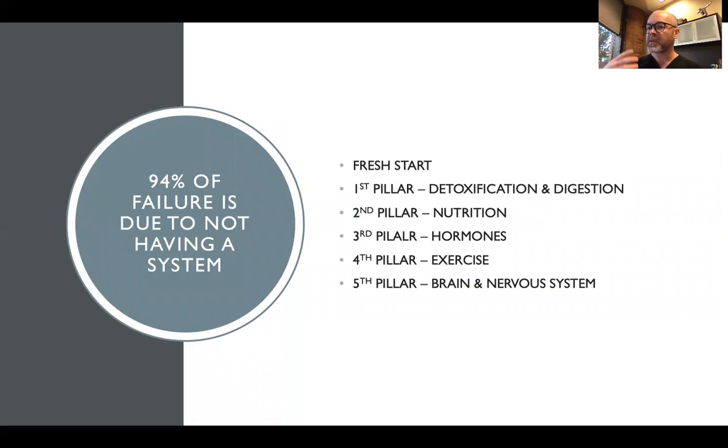And this is a system. And there's a really good quote here. It's 94% of all failure is due to not having a system. So even though we know what those things need to look like, we still have to have a roadmap or framework. And our framework is, first is what we call a fresh start. Just start making some dietary changes, focus on what your immune system and getting that inflammation under control, right? Like we said, inflammation and stress, we have to get those under control.